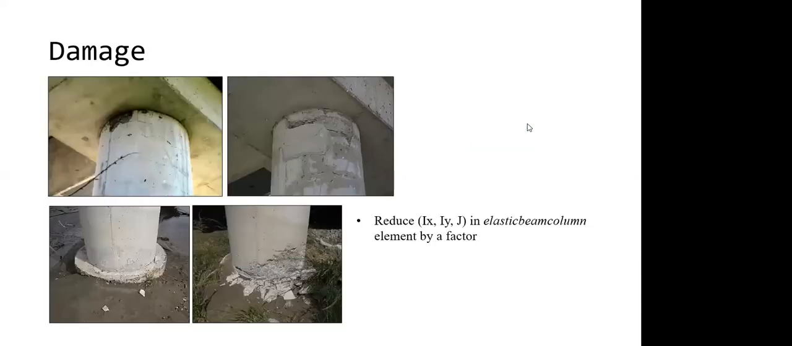And these are just some photos of the damage that was captured after the 2013 and 2016 earthquakes. As you can see here, there is some spalling and cracking at the top of the columns at the piers, and also at the bottom. At these locations, I was reducing the stiffness of the elastic beam column. I was reducing the I value and J value by a factor to model the damage by reducing the stiffness of the element. I was reducing it for a certain length, about 1 to 1.5 meters, and the factors depend on the severity of the damage.